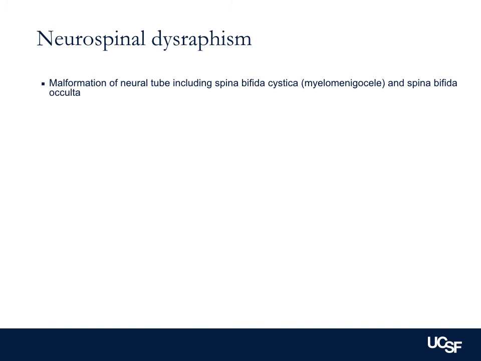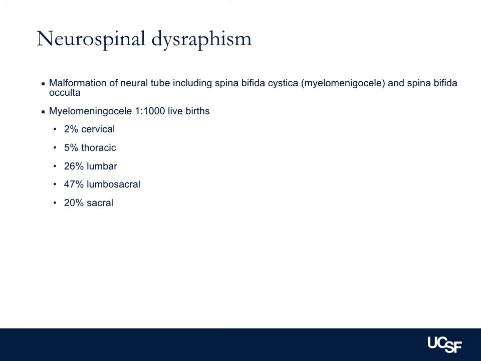Neurospinal dysraphism. This is malformation of the neural tube, including spina bifida cystica, which we call myelomeningocele, and spina bifida occulta. Myelomeningocele occurs in 1 in 1,000 live births, and this is a distribution of where the lesions are. Most of them, as you can see, are lumbar, lumbosacral, or sacral. And over 90% of individuals with myelomeningocele have lower urinary tract dysfunction, so it's almost ubiquitous.